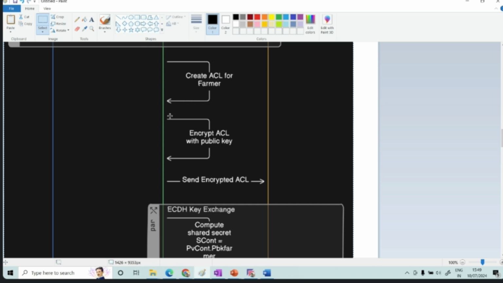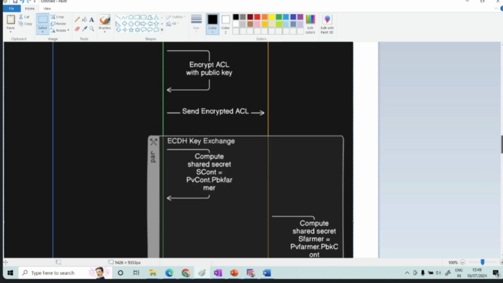Then the controller creates the access control list for the farmer. It creates the access control list with the public key and sends the encrypted access control list to the farmer.